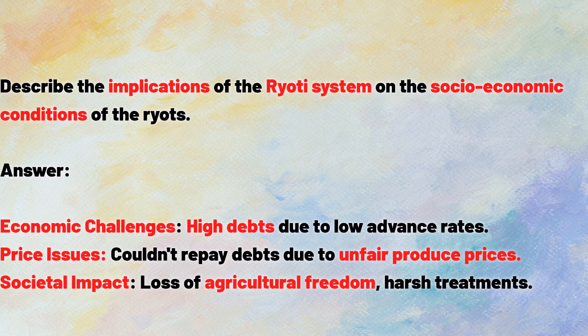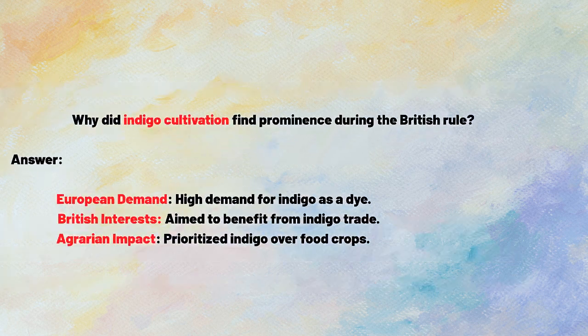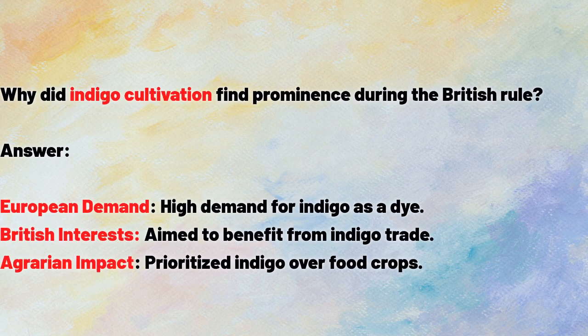Answer: economic challenges, high debts due to low advance rates, price issues, couldn't repay debts due to unfair produce prices. Societal impact, loss of agricultural freedom, harsh treatments. Why did indigo cultivation find prominence during the British rule?